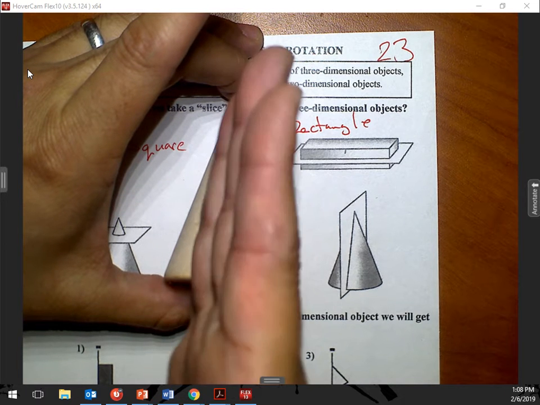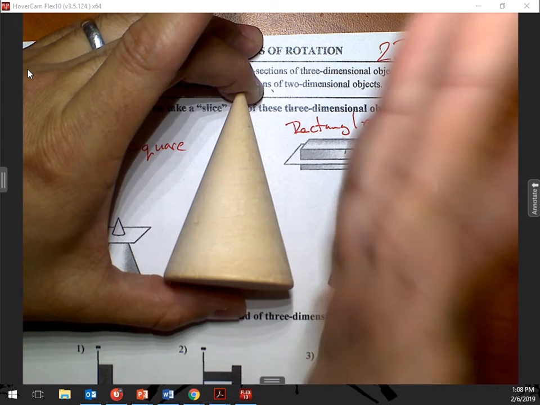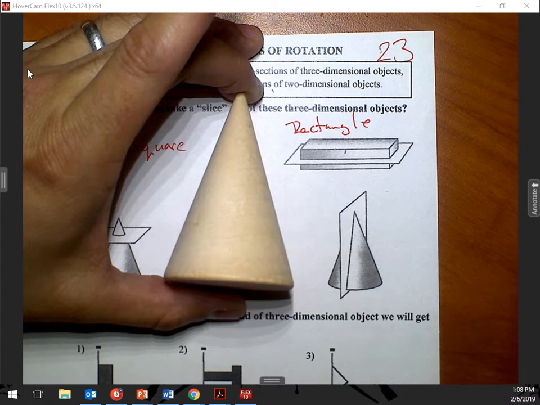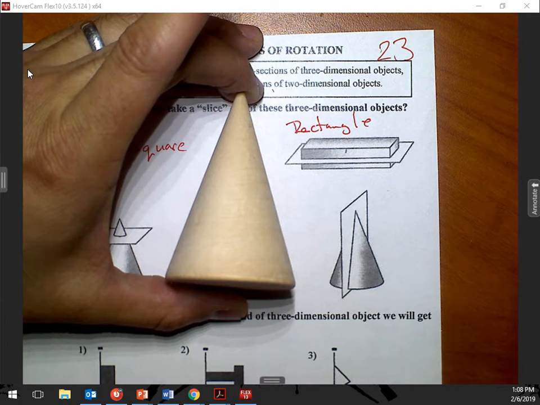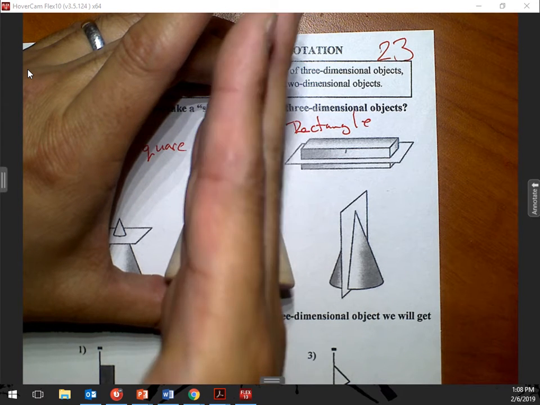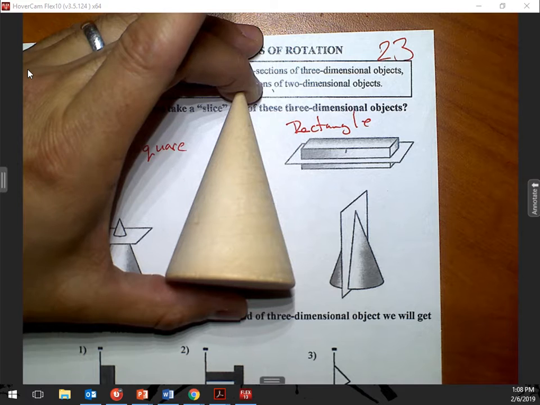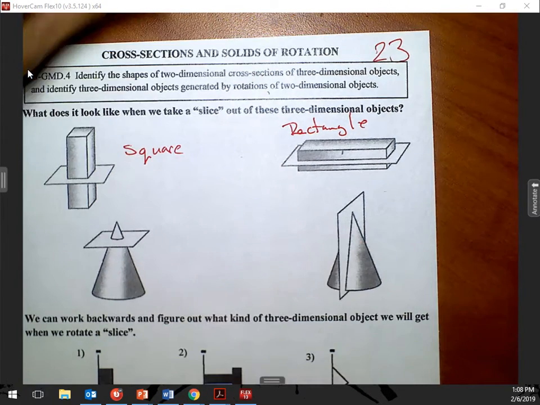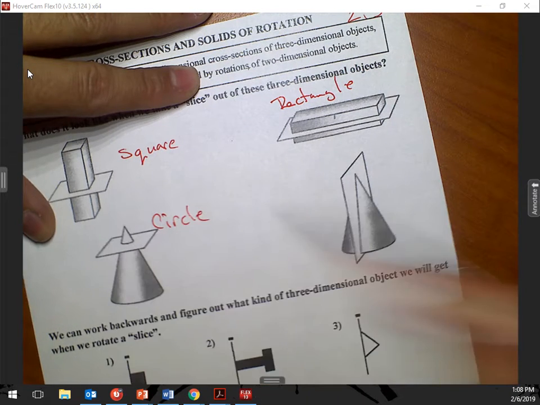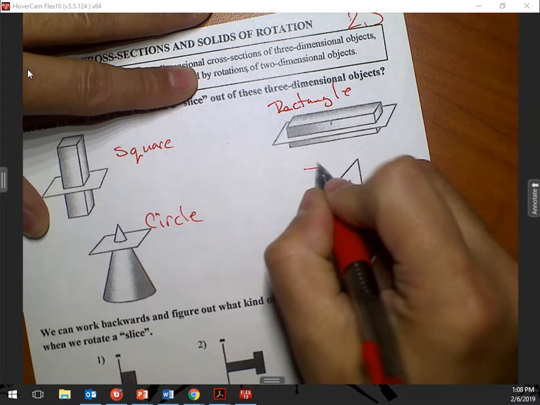So if I cut it directly down the center, that's important because if you're not paying attention, you're going to get this wrong. Directly down the center is going to give me a triangle. But if it's not on the center from the peak all the way down, it's going to be a different shape. So this one, we said this one over here is going to be a circle. And this one was a triangle, right?